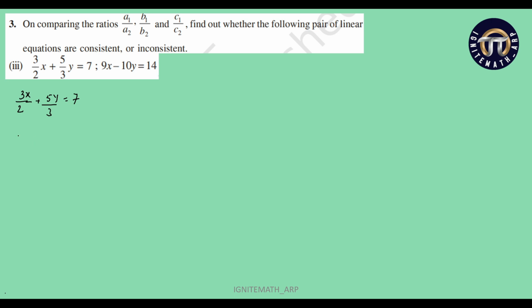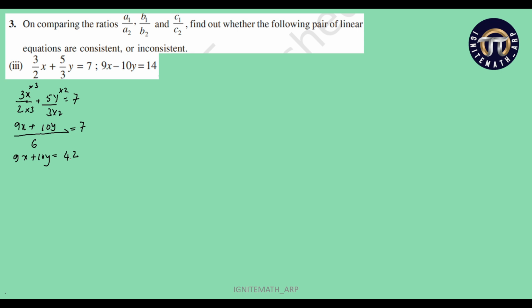So what you do is you take the LCM. LCM of 2 and 3 is 6. So this is to be multiplied with 3, and this is also to be multiplied with 2. So I get it as 9x plus 10y is equal to 7 into 6. So I can write this one as 9x plus 10y is equal to 42.